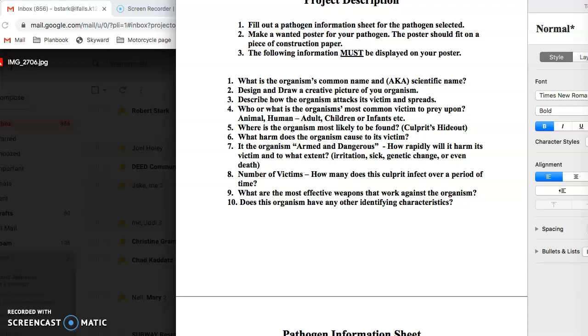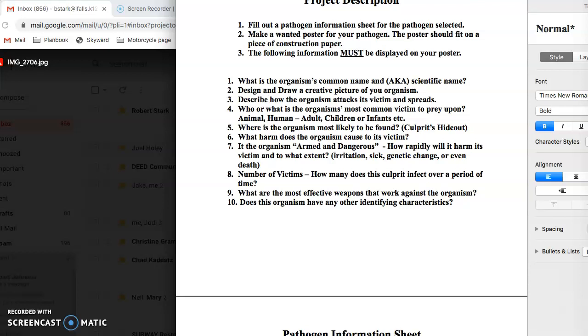Influenza might give you vomiting, diarrhea, things of that nature. So how are you affected by this? Number 7, is the organism armed and dangerous? More specifically, once you're infected by the pathogen, how will it have an effect on you?